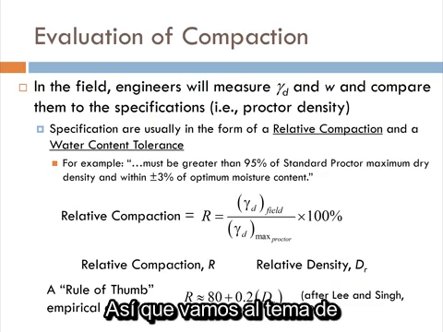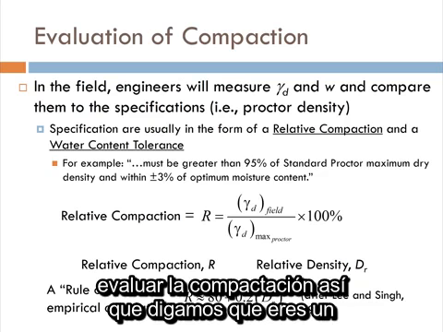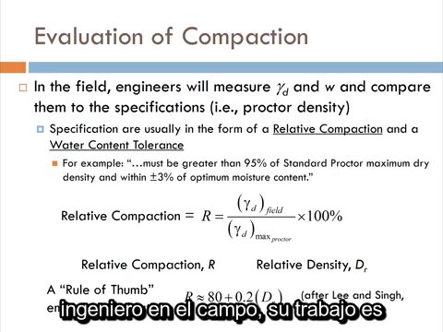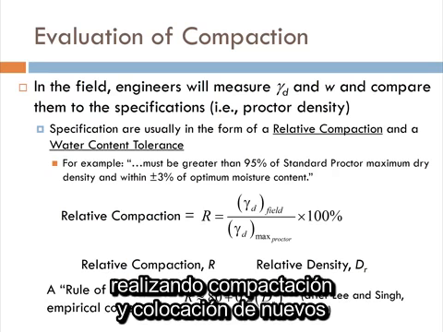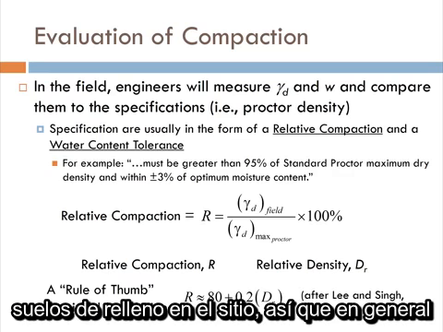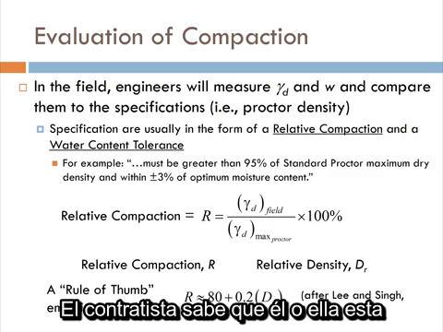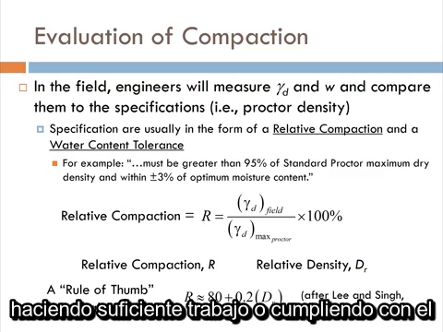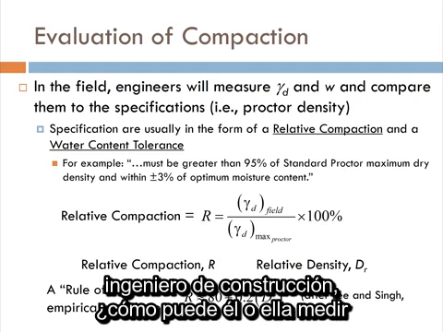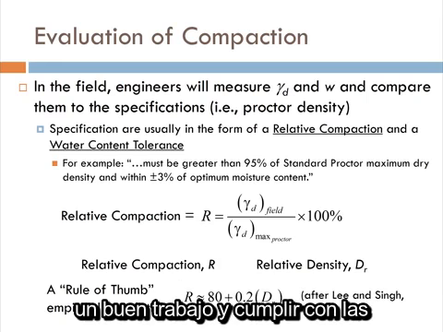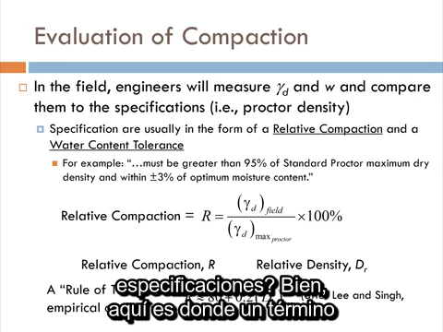So let's get into the topic of evaluating compaction. Say you're an engineer out in the field. Your job is to observe the work of the contractor who's performing soil compaction and placing new fill at the site. So in general, how is this going to work? How does the contractor know that he or she is doing sufficient work or meeting the objectives? And how does the field engineer measure that the contractor is doing a good job and meeting the specifications?